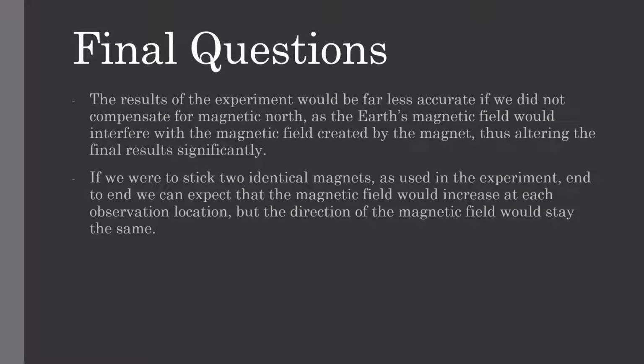The results of the experiment would be far less accurate if we did not compensate for the magnetic north, as the Earth's magnetic field would interfere with the magnetic field created by the magnet, thus altering the final results significantly. If we were to stick 2 identical magnets, as used in the experiment, end to end, we can expect that the magnetic field would increase at each observation location due to the superposition principle, while the direction of the magnetic field would remain the same.